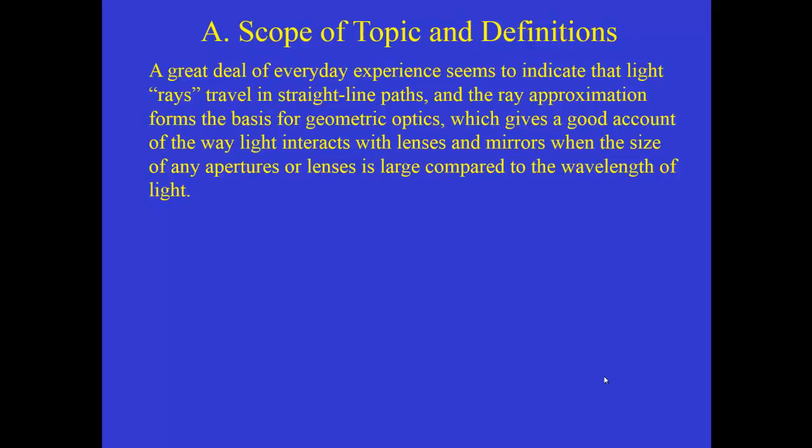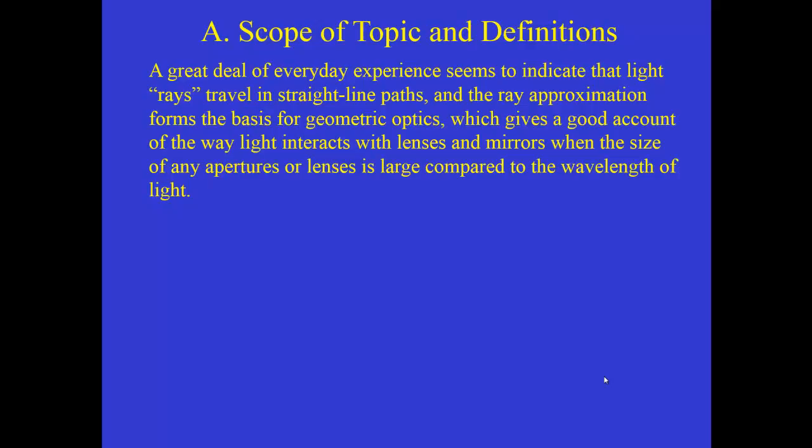And much of our everyday experience seems to indicate that this is the way that light actually behaves. If you see light streaming through some slits in the blinds on a sunny day and you're in a dark room, you'll sometimes be able to see beams or rays of light scattered from the dust that's in the air in the room. And so it really does appear to our everyday experience as if light interacts with lenses and mirrors and our eyes as if it's traveling in straight line paths.